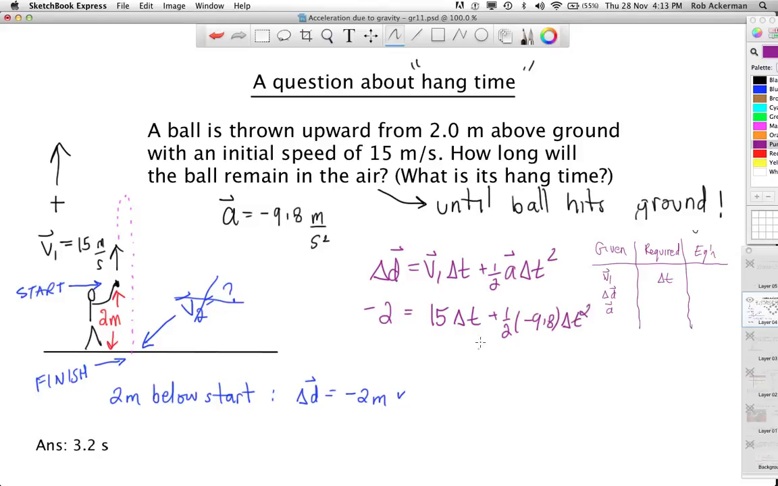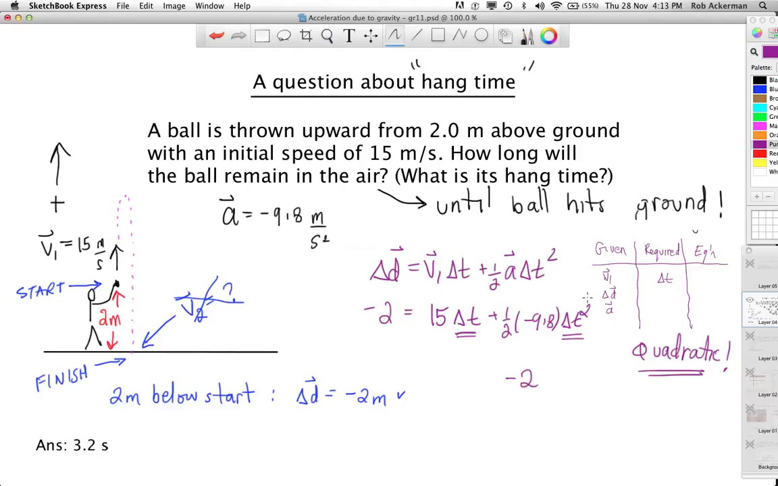Now, what do you notice here? Here's a variable raised to the first power. Here's a variable raised to the second power. It's quadratic time, folks. So what do you do here? Remember how to solve a quadratic? Get all of your terms onto one side and get 0 on the other side. So here's how we're going to do it. The negative 2 will stay on this side.